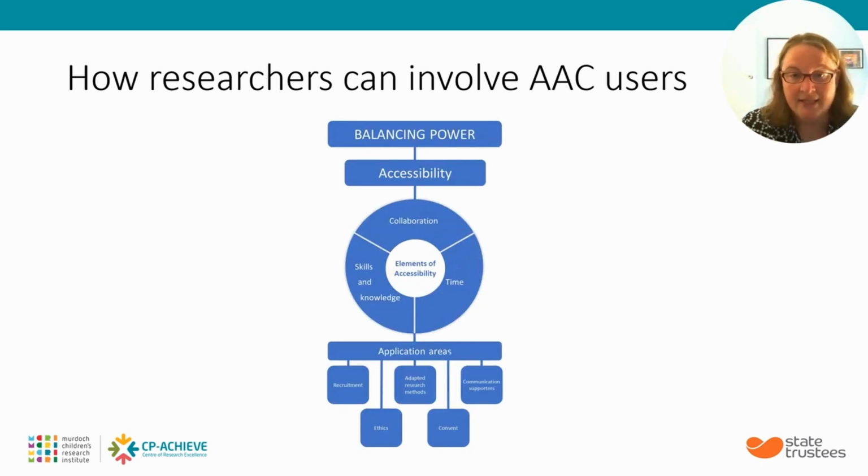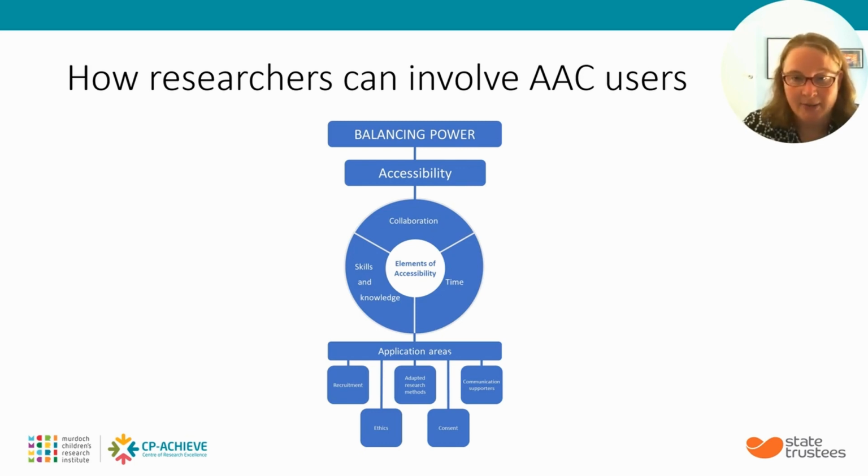So that guide is based on this framework. And I'll go through each of the little parts. But basically, the most important thing, or the first thing researchers should work on, is balancing power. And I'll explain that in more detail in a minute. Researchers can balance power by making the research accessible. And in order to make the research accessible, you have to collaborate with AAC users. You have to have the skills and knowledge in working with AAC users, and you have to allow lots of time.